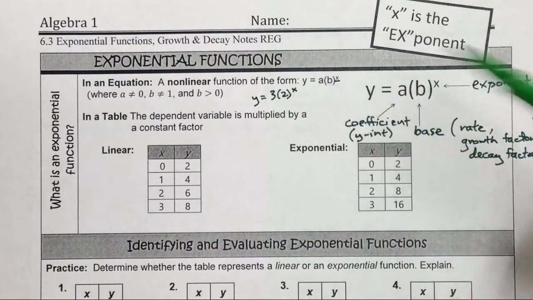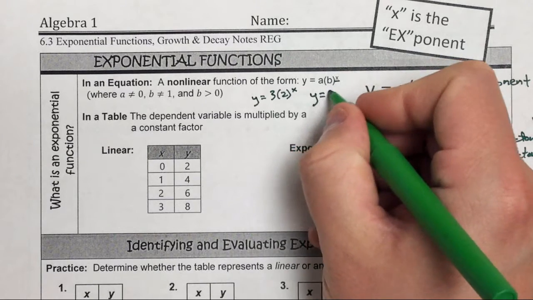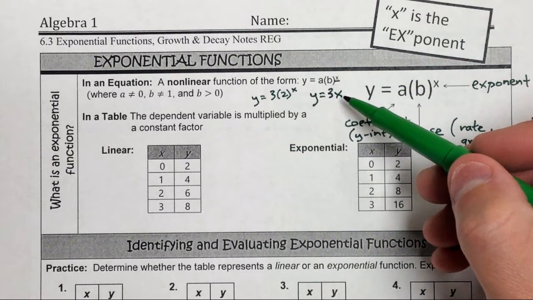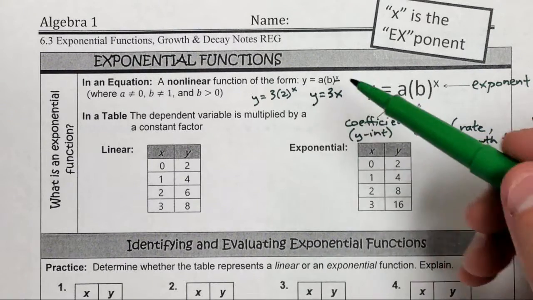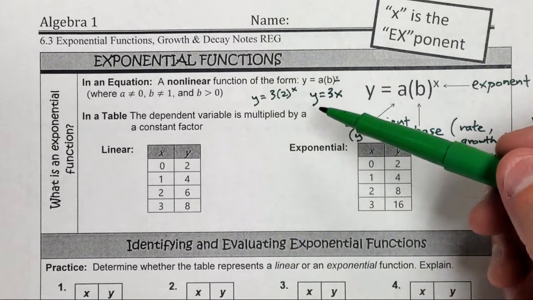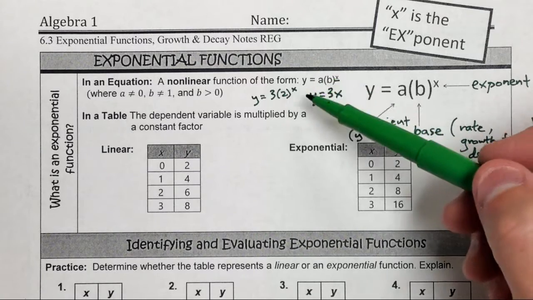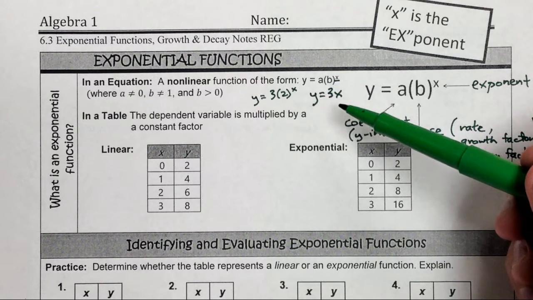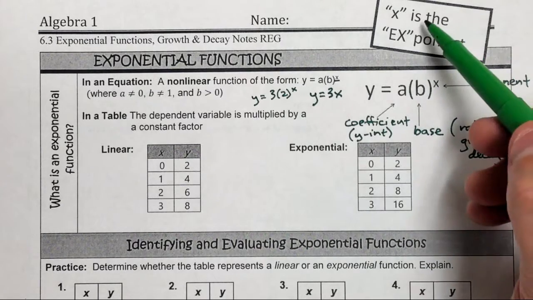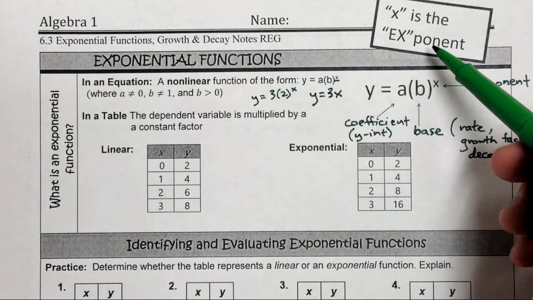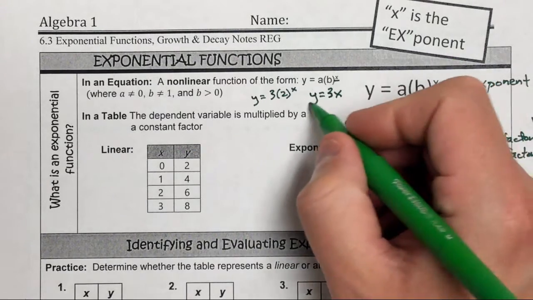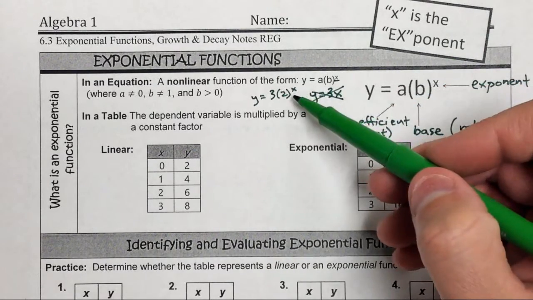Versus if I had y equals 3 times x, since the x is not the exponent, this is not an exponential function. We'll be going through a couple example problems more like this, where we ask is this an exponential function or not, and explain why or why not. Again, the x is the exponent on exponential functions. If it's not the exponent, then it's not going to be an exponential function. So this is not exponential. This is an exponential function.